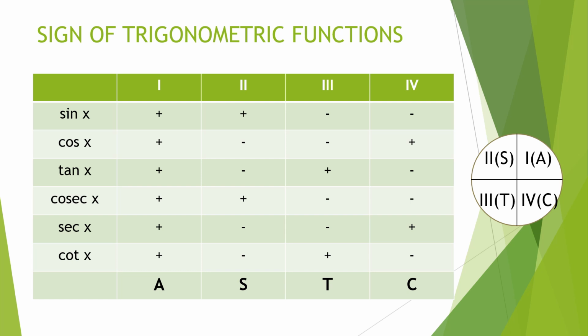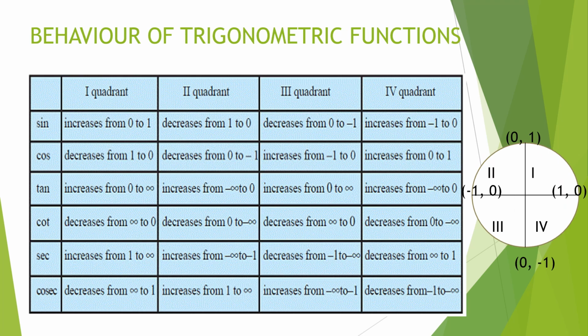In the second quadrant S means only sine is positive. But if sine is positive, 1 upon sine means cosec will also be positive. In the third quadrant T means tan is positive, so cot, its reverse will also be positive. In the fourth quadrant C means cos is positive, so 1 upon cos, which is sec, is also positive. All ASTC. Now this chart gives you the behavior of trigonometric functions in the 4 quadrants.